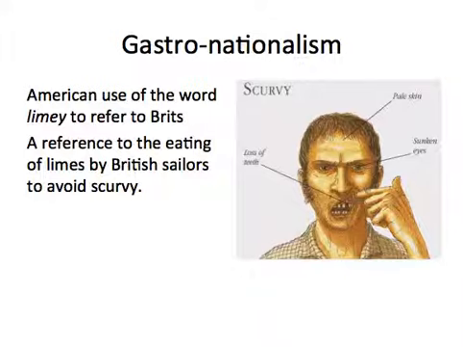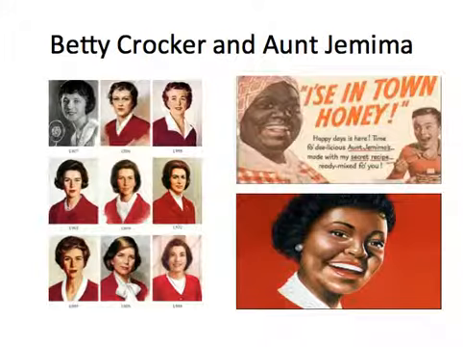So the practice of eating limes produces the naming of the people who eat the limes as limey. So that's a classic case of gastro-nationalism. And you can think of other particular names for other nationalities. The British have a name for the French, frogs, and you probably can think of many other ones as well.